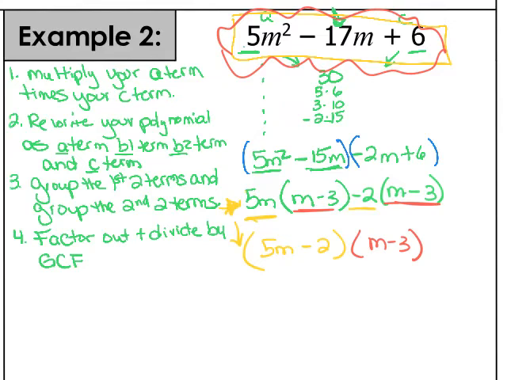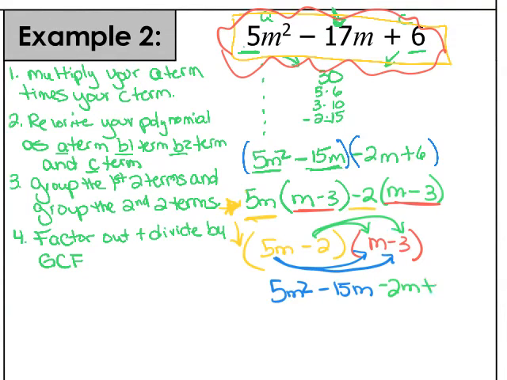Now we can test our final answer by simply remultiplying. 5m squared minus 15m minus 2m plus 6. Isn't that what we had up here? Then we combine the two middle terms. And this is where we started from.